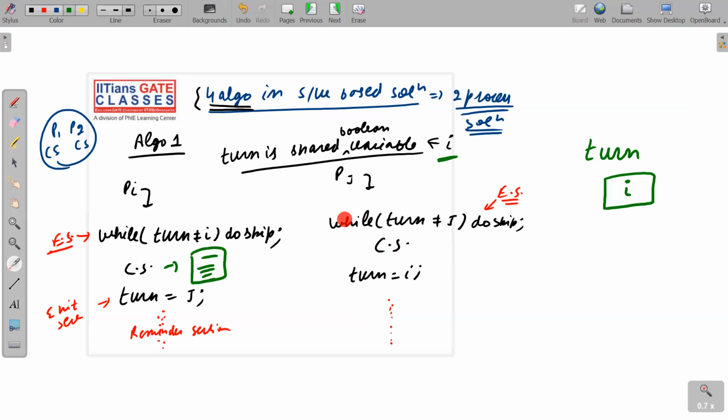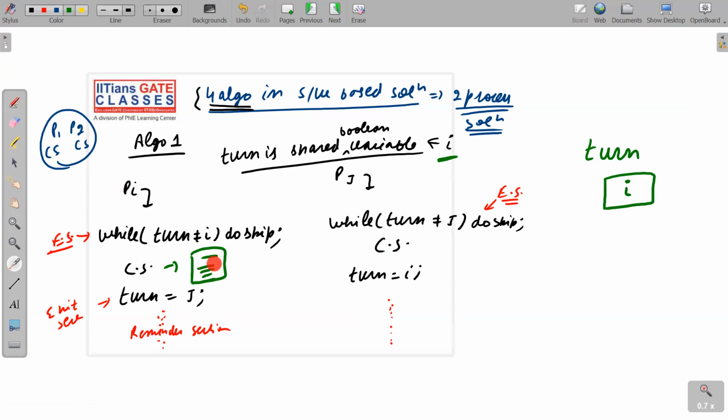Now what will PJ do? PJ will start, obviously, from here itself. It will say I is not equal to J, which is true. It will keep on doing do skip, do skip, do skip. So for example, if the time quantum is 10 nanoseconds, then for 10 nanoseconds PJ is not doing any fruitful work. After 10 nanoseconds, control will again come back to PI, and then PI will resume its execution in the critical section.